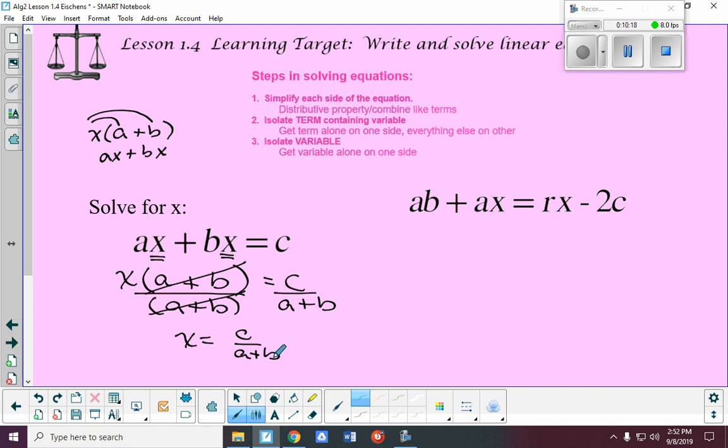All right, in the next problem, we're solving for x. Now there's an x here, and there's an x here. So the first thing we have to do is isolate the variable term. Well, there are two terms that have the variable, so we want to get those on the same side. So let's subtract ab.